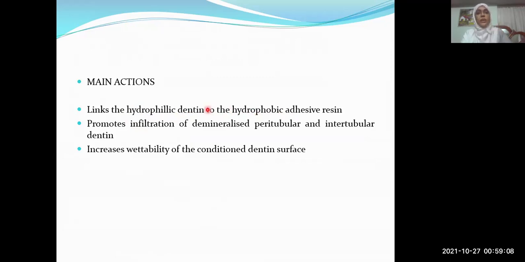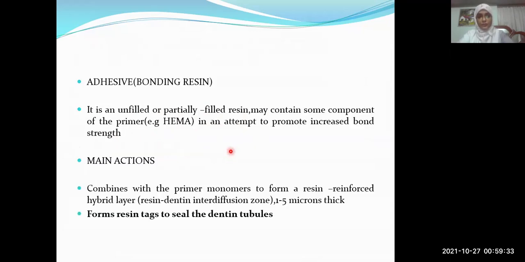Once you have etched, you apply a primer, and this primer is going to bond the dentin to the adhesive resin. It's going to promote infiltration of demineralized peritubular and intertubular dentin, and it also increases the wettability of the dentin surface. Initially it was dry after etching, so that is changed, and the surface energy and wettability are increased by means of this primer. Followed by that, we are going to apply a bonding agent.